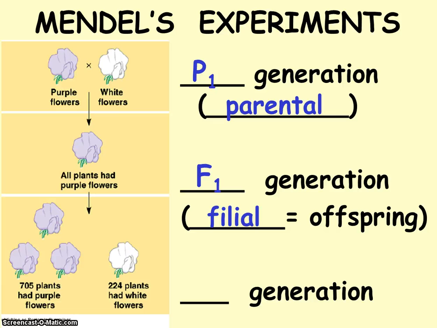And that F stands for filial. If you breed those two heterozygotes together, you get that 3 to 1. So you have a 3 to 1 ratio. That's your F2 generation.